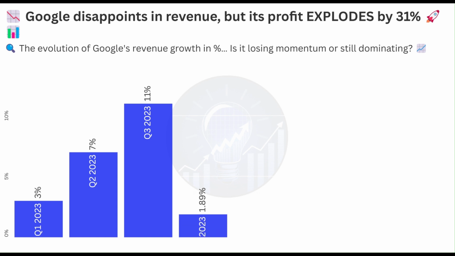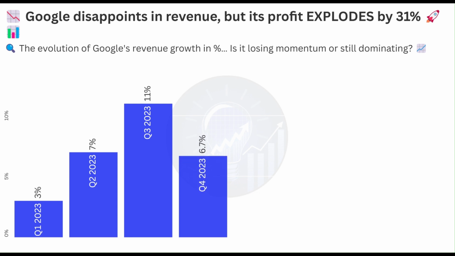Additionally, we must mention the impact of the macroeconomic environment on Alphabet's results. Inflation, interest rates, and the Federal Reserve's monetary policy can affect consumer and business spending power, directly influencing ad investments. If the market enters a slowdown phase, it could affect Alphabet's revenue growth in the coming quarters.